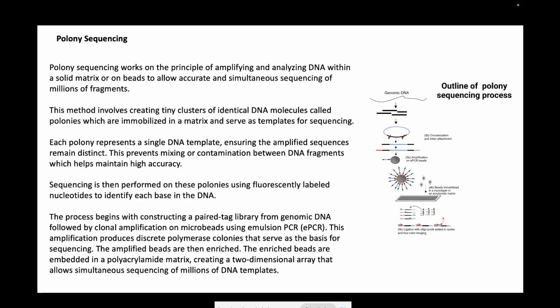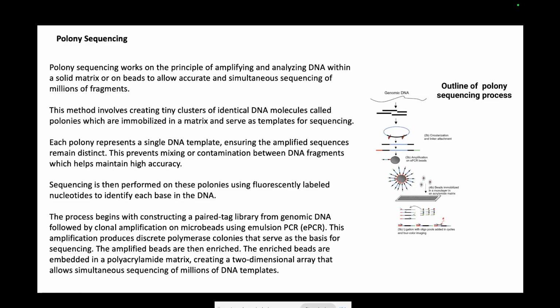The process begins with constructing a paired tag library from genomic DNA, followed by clonal amplification, again on microbeads, using emulsion PCR. This is a step that is followed across different technologies. This amplification produces discrete polony colonies that serve as the basis for sequencing. Again, this is very analogous to bacterial colonies. So in small areas inside your matrix, clustered DNA with similar sequence will be present, and you can use sequencing by synthesis to know the sequence for those particular strands.